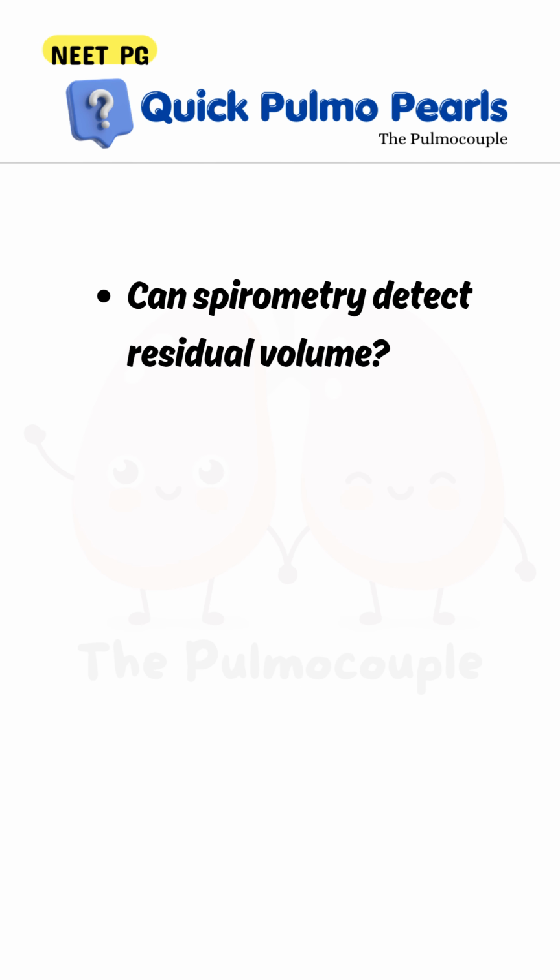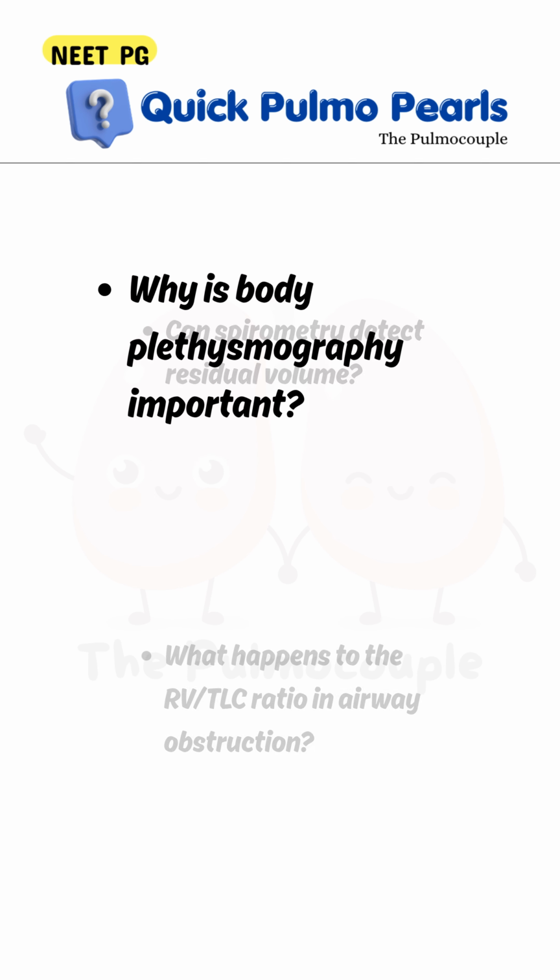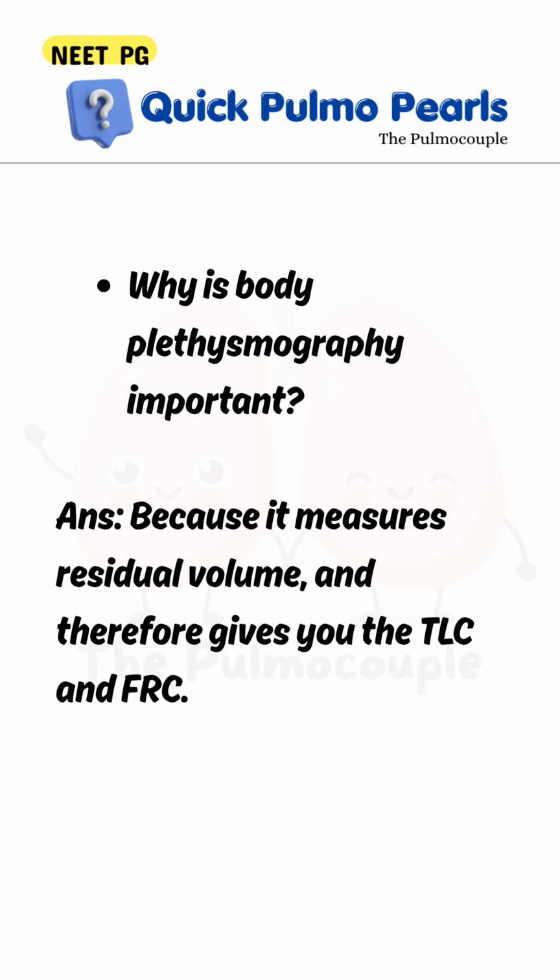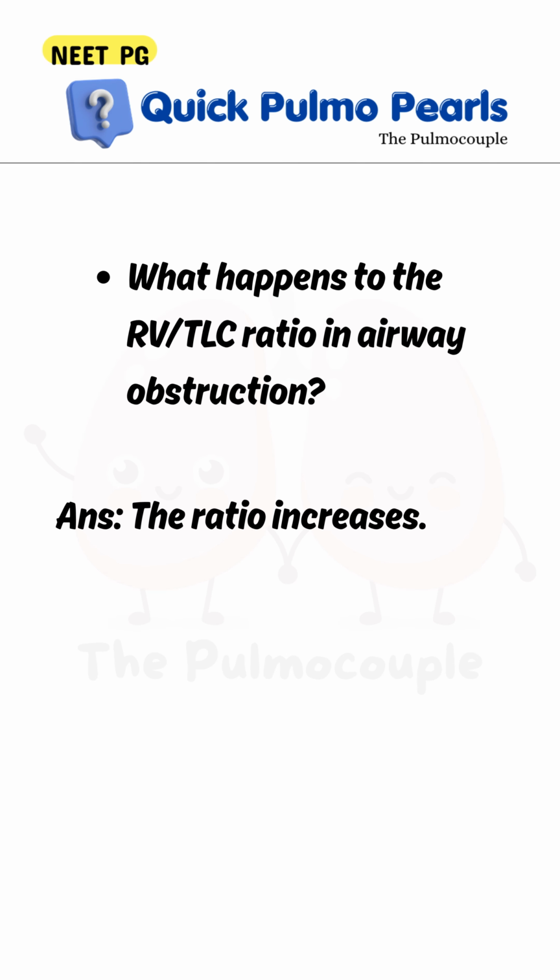The first one, can spirometry detect residual volume? No. Why is body plethysmography important? Because it measures residual volume and therefore gives you the total lung capacity and functional residual capacity. What happens to the RV-TLC ratio in airway obstruction with air trapping? The RV-TLC ratio increases because residual volume forms a larger proportion of total lung capacity.